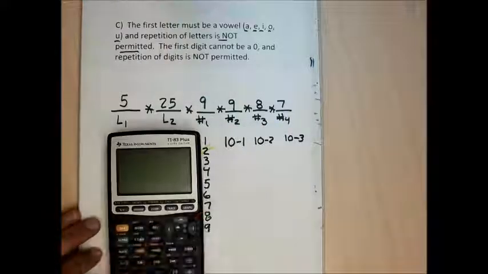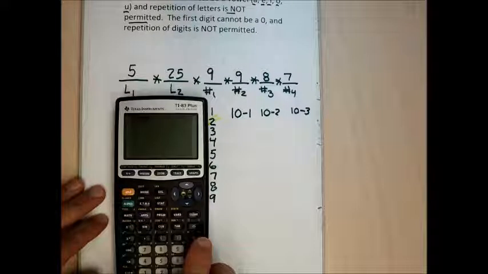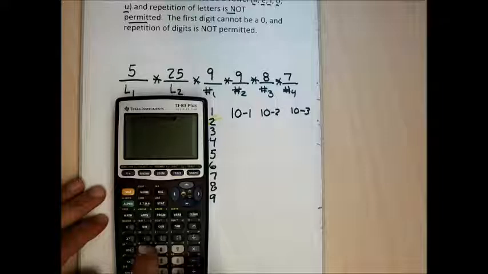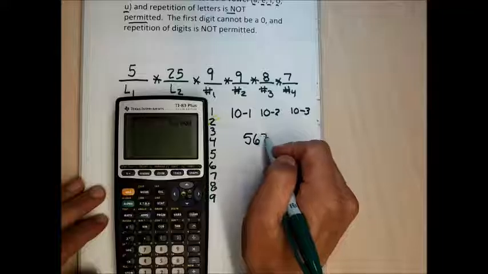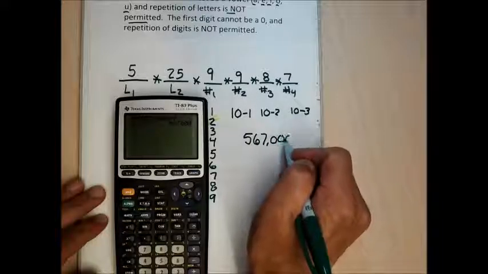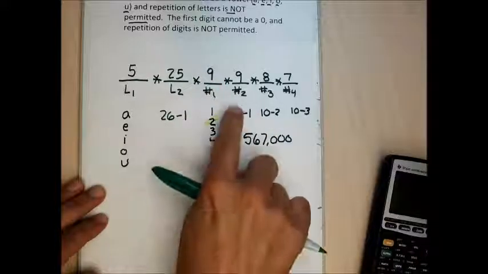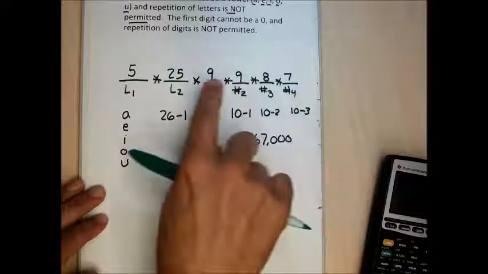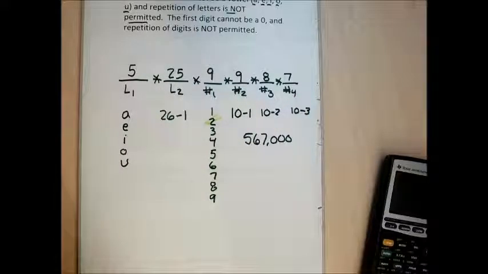If I want to find out the number of computer passwords of this style that are possible, I'm going to go 5 times 25 times 9 times 9 times 8 times 7, and I'm going to get 567,000 passwords of the form a vowel, and then a letter, and then a number between 1 and 9, and then 3 more digits when you can't repeat letters and you can't repeat digits. So these things can get really hard really quickly.